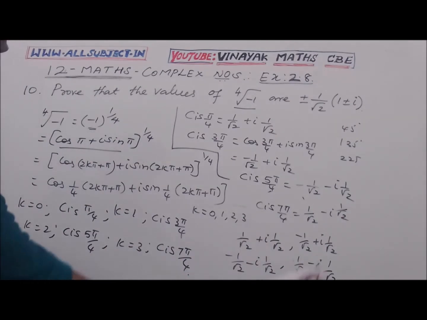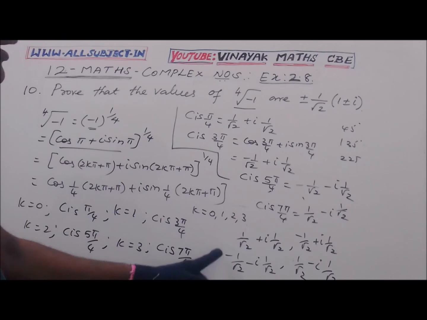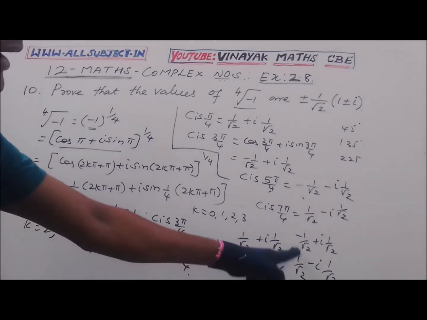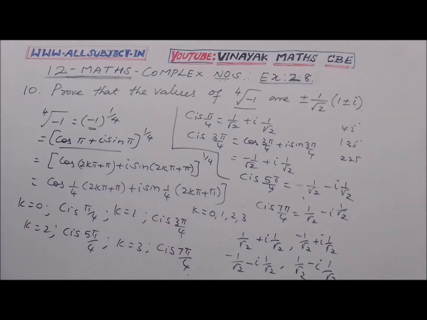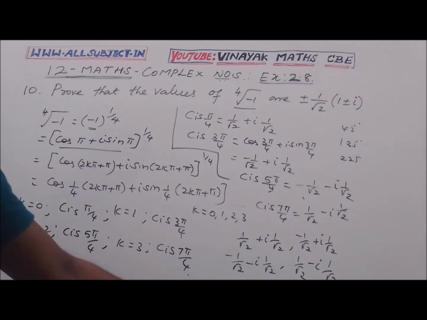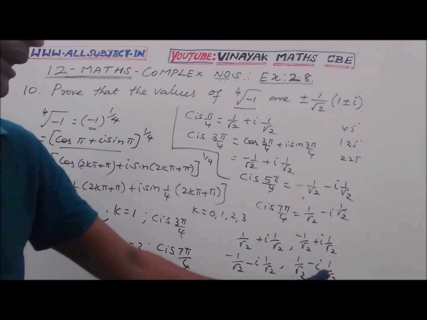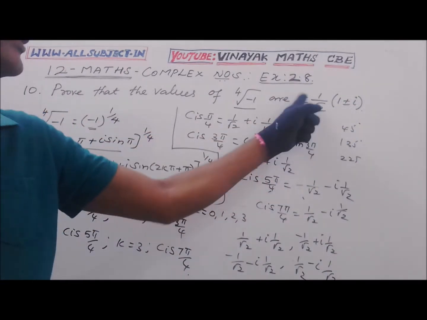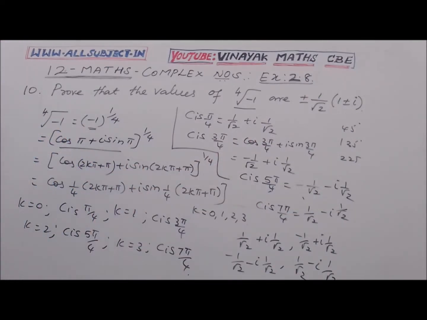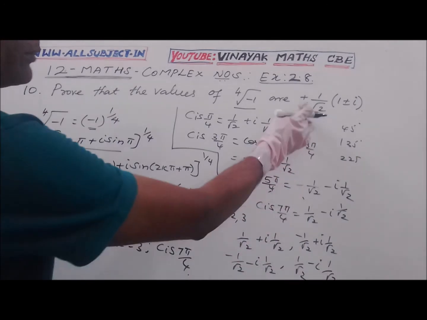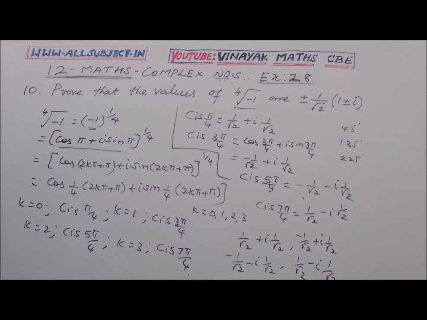So we can write as a combined value: 1 by root 2 plus I 1 by root 2, minus 1 by root 2 plus I 1 by root 2, minus 1 by root 2 minus I 1 by root 2, 1 by root 2 minus I 1 by root 2. Totally we can write as plus or minus 1 by root 2 into 1 plus or minus I. That is, they are all equal to plus or minus 1 by root 2 into 1 plus or minus I.